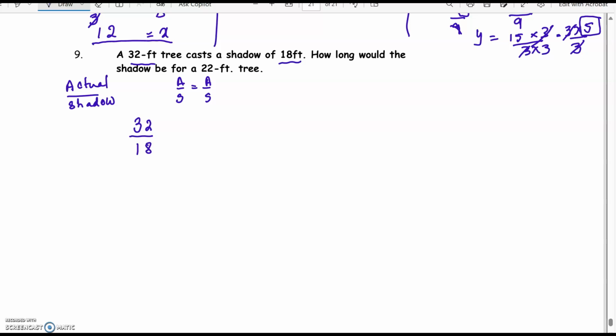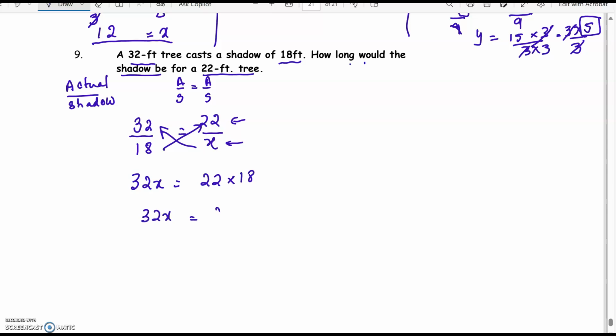And the question says, how long would the shadow be? So the shadow is in the denominator, so I'm going to put x for shadow, for a tree that is actually 22 feet, which is in the numerator. So what we need to determine is the shadow length for a tree that is 22 feet, and you can imagine it'll be less than 18. So let's cross multiply, and we get 32x is equal to 22 times 18.